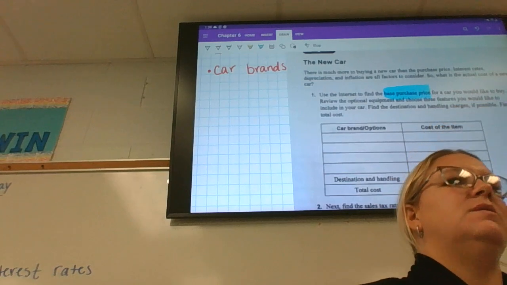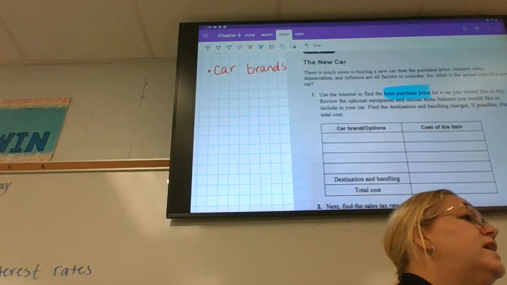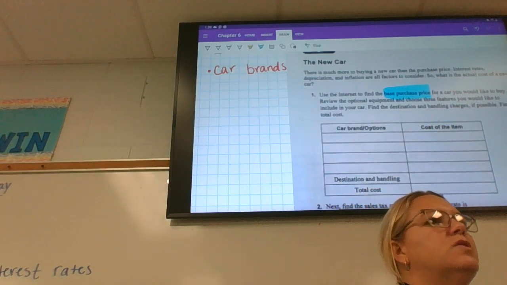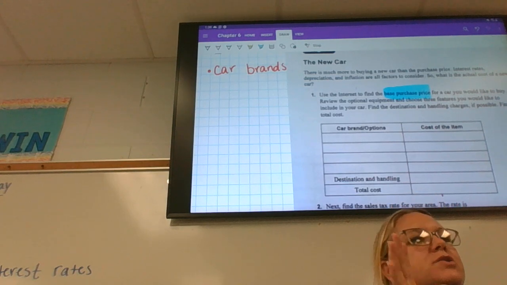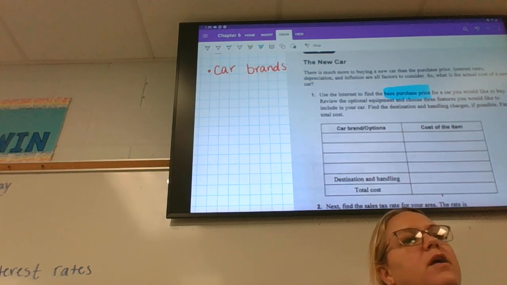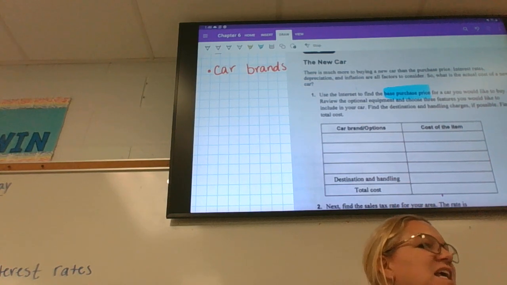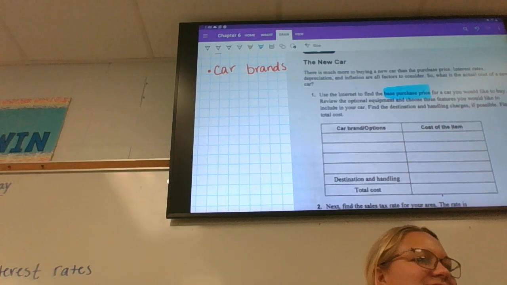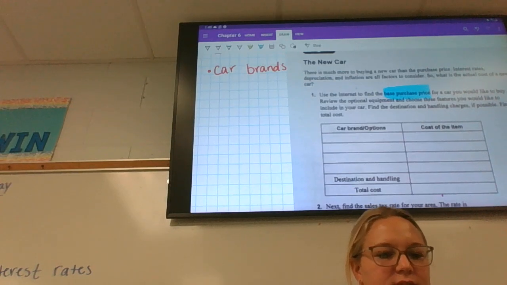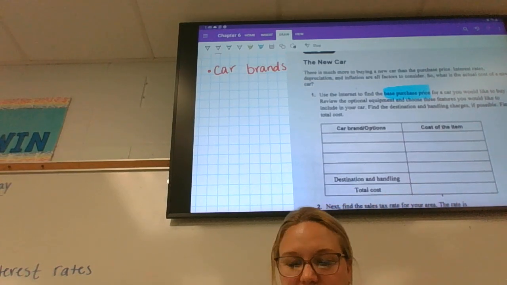To be honest with you, I know it's fun to look up dream cars, but maybe you just want to look up a regular car, like a nice Kia. Maybe you just want to look at something basic, a Honda.